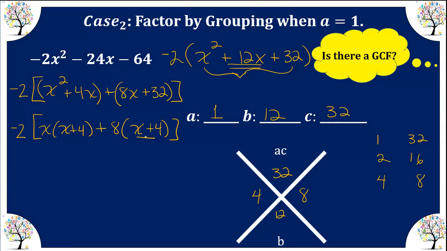And again, if this doesn't match with this one, then we've done something wrong. Now we can write all three factors, -2, x plus 8, and our x plus 4. Here are our three factors.